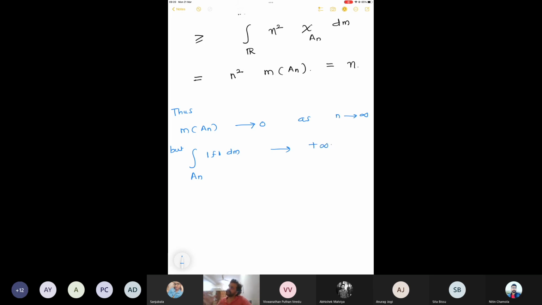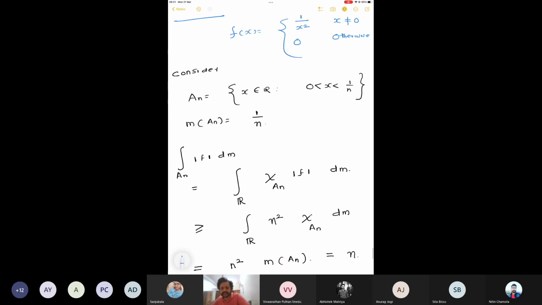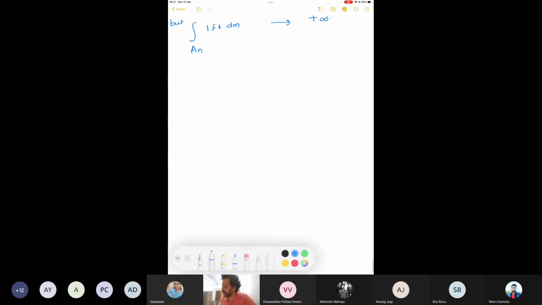So if measure of a set is 0, integral over that set will become 0. From that, roughly, you may expect that if measure of a set is small, integral will be small. That is not right. That we have seen through an example. Now, in the next theorem, what I am going to prove is such an unpleasant situation will not happen if your f is an L1 function, if f is an integrable function.